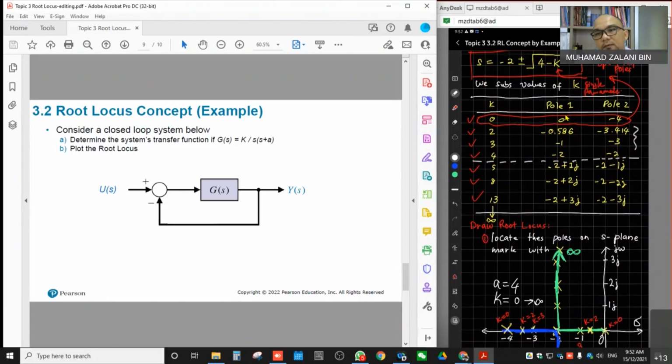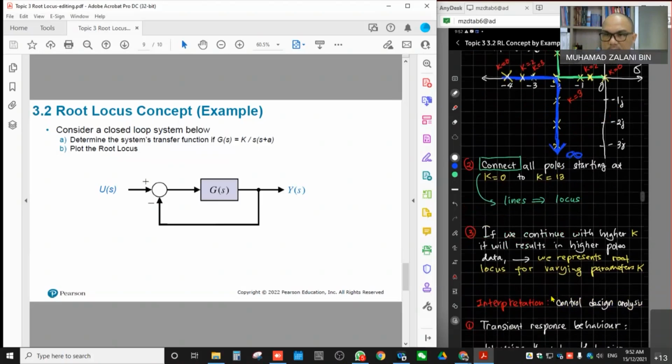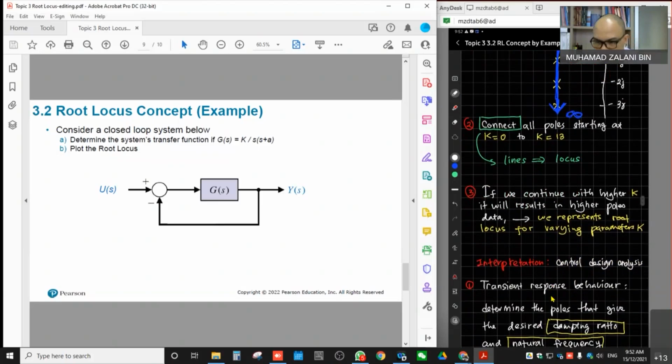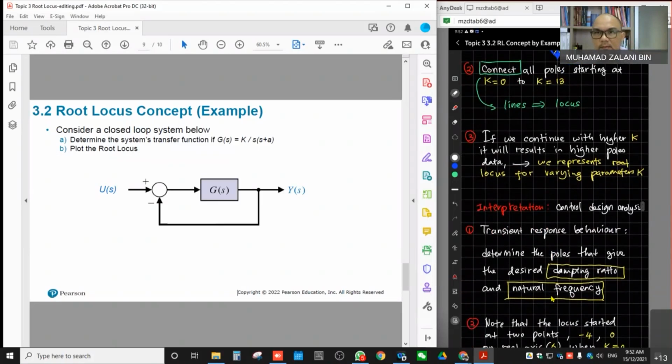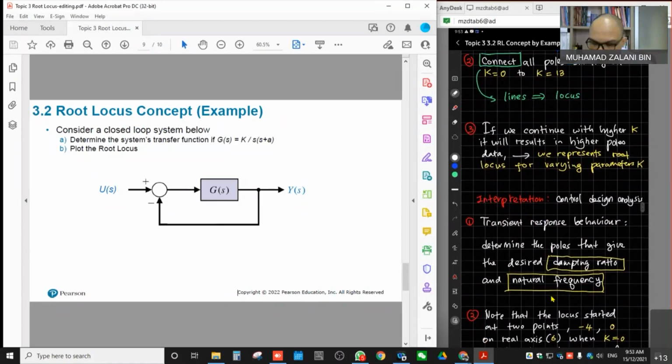Estimating the value of poles, the poles here, with varying the value of K. Then locate the pole location on the S-plane and then draw the lines until you get the root locus. Okay. So if we continue with higher K, it will result in higher pole values.